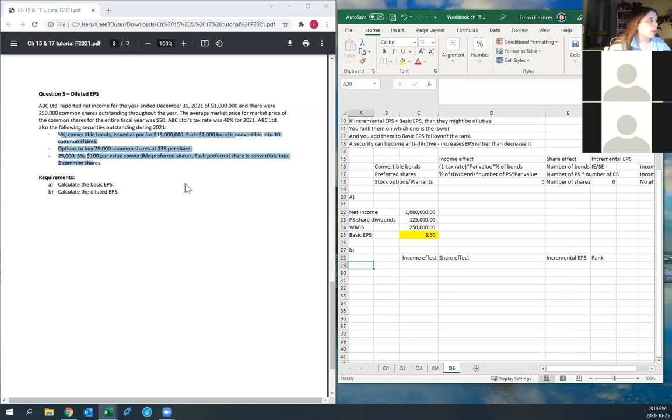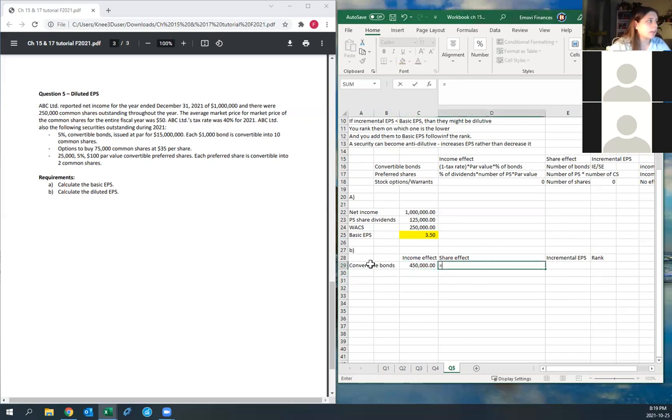So first we have the convertible bonds. You want to find the income effect, so the interest amount net of tax. So your tax rate is 40%. So 1 minus 0.4 times your interest. So it's 15 million, that's the par value, times 5%.